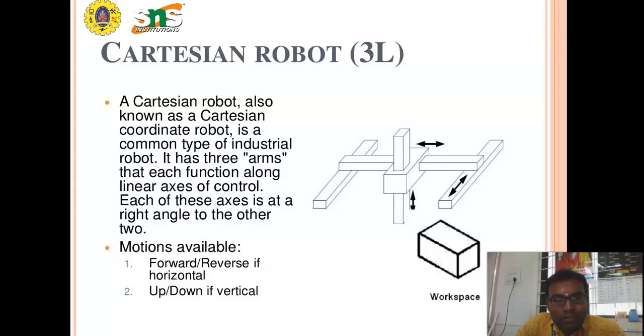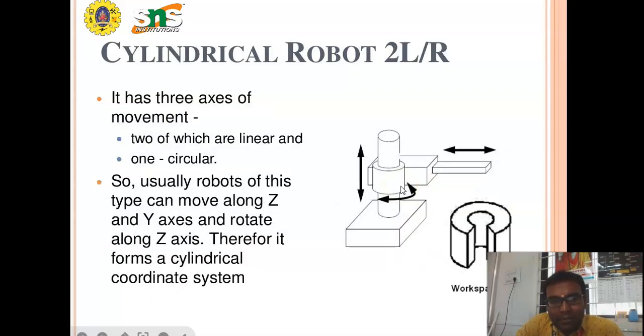A Cartesian robot, also known as a Cartesian coordinate robot, is a common type of industrial robot. It has 3 arms that each function along a linear axis of control. Each of these axes is at a right angle to the other 2. There are different types of motions available. Some of them are forward and reverse in the horizontal direction, and it also moves in upward and downward directions. In simple terms, the Cartesian robot has 3 linear motions: upward, downward, rightwards, leftwards, and this robotic arm upward and downward motion.